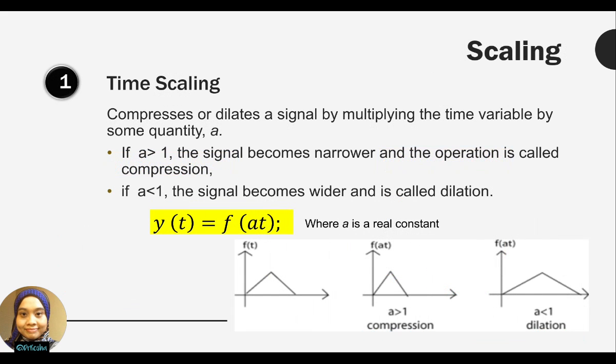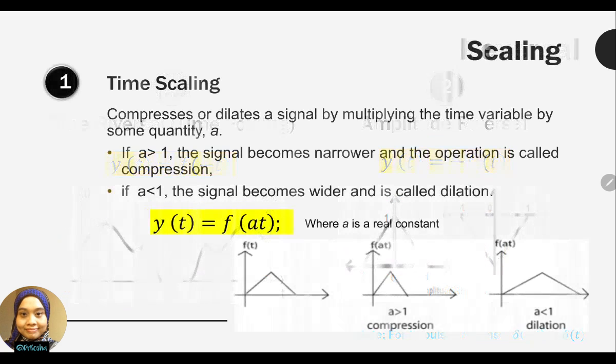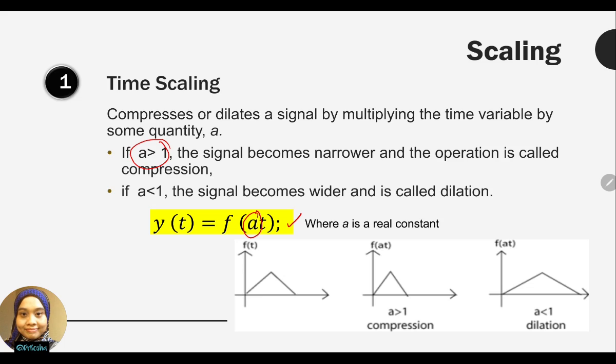Next is scaling. Scaling also can be done on the time base or amplitude base. For time scaling, the yellow highlighted function is the basic equation, whereby the a over here can be more than 1 or less than 1. If it is more than 1, the signal becomes narrower and the operation is called compression. But if it is less than 1, the signal becomes wider, and that is called dilation.